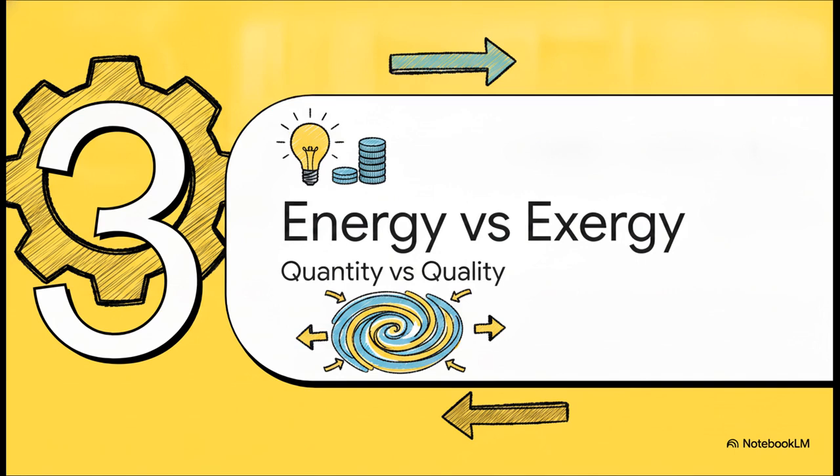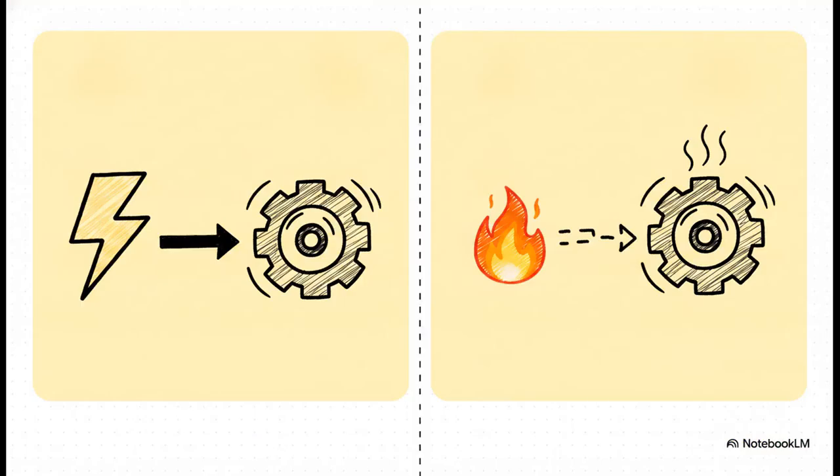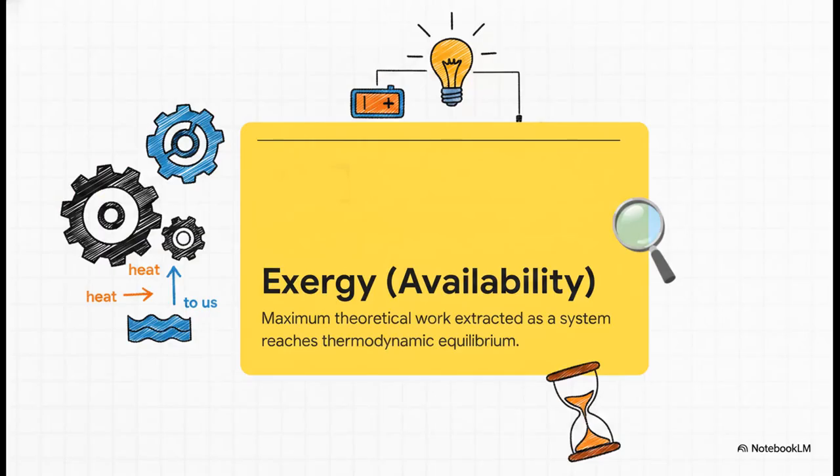Which brings us to Module 3, Energy versus Exergy, Quantity versus Quality. This is where the application gets really fascinating, because as it turns out, not all energy is created equal. We have high-grade energy, like electricity, versus low-grade energy, like the heat you get from combustion. So, the crucial point is that high-grade energy is 100% convertible to mechanical work. But for low-grade energy, the second law of thermodynamics heavily restricts exactly how much of that heat can actually be transformed into useful work. And this brings us to a really elegant concept called exergy, or availability.